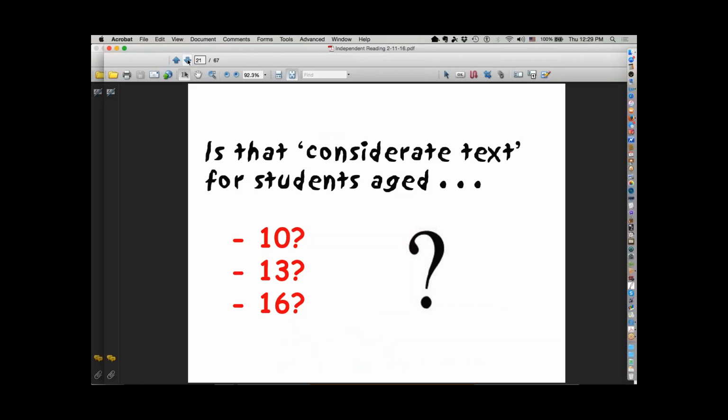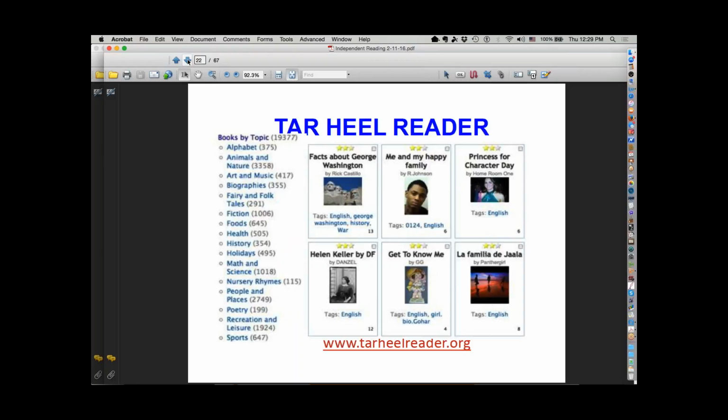And so we have the question about 10, 13, 16, definitely not age respectful for those students. So we need to find other texts that are more age respectful. Tar Heel Reader has some wonderful books, including some great enrichment texts, particularly some good enrichment texts that connect to curriculum.